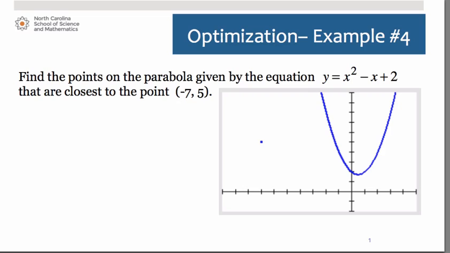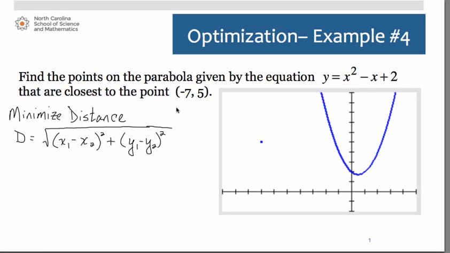So if we're trying to find the points on this parabola that are closest to that point over there in the second quadrant, really what we're trying to minimize is a distance. And hopefully when you think of distance in geometry, what comes to mind is the distance formula. This becomes what we want to minimize. Let's substitute in the values that we know so far. We have that ordered pair -7, 5. So I'm going to substitute those coordinates in place of our x sub 2 and y sub 2. And I'm going to change the x sub 1 and y sub 1 to just regular x and y.